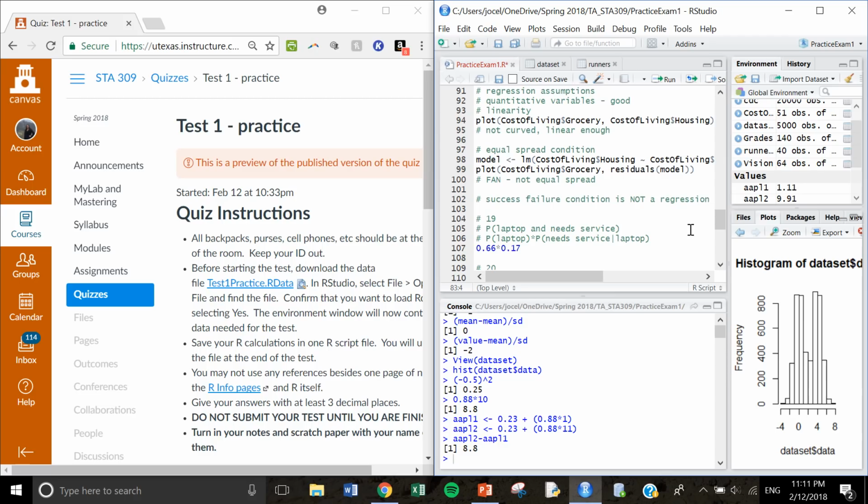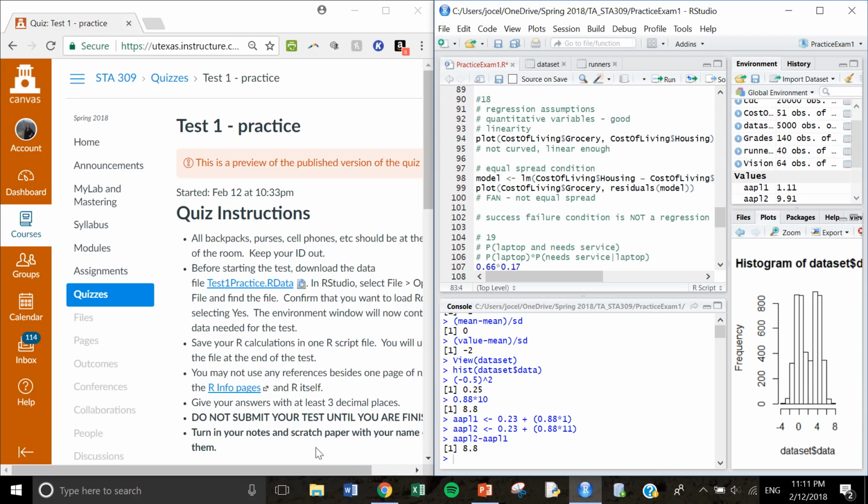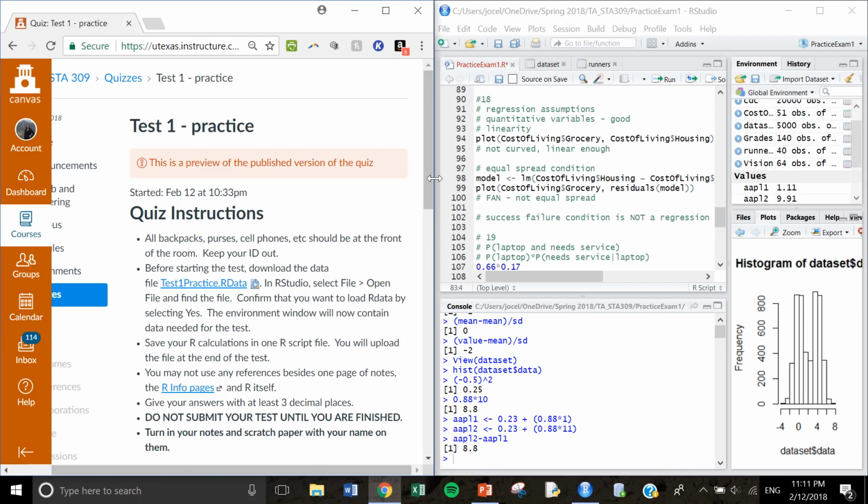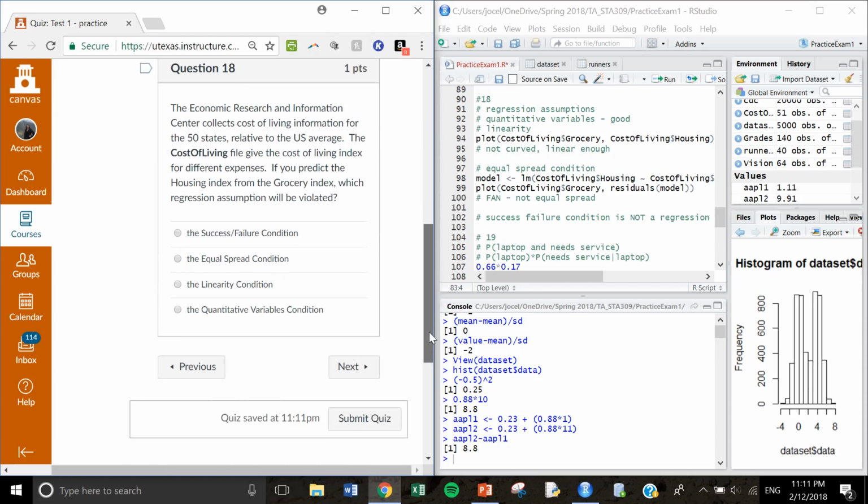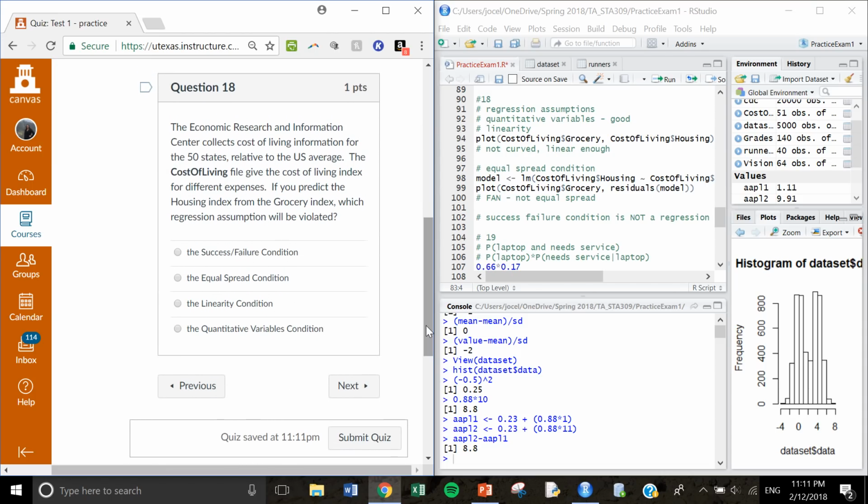Number 18. The Economic Research and Information Center collects cost of living information for the 50 states relative to the U.S. average. The cost of living file gives the cost of living index for different expenses. If you predict the housing index from the grocery index, which regression assumption will be violated?